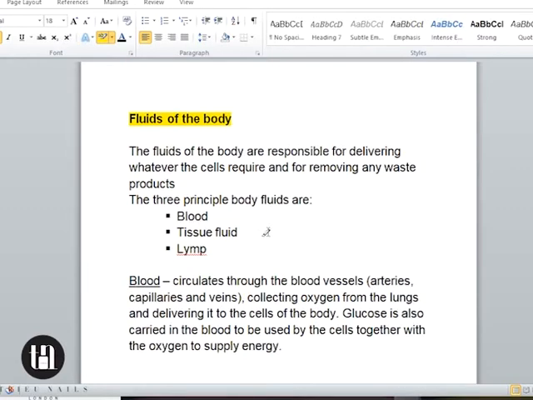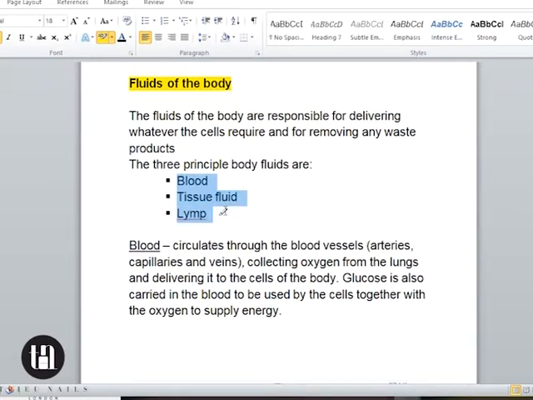So we have fluids of the body. So there's three main fluids. You've got blood, tissue fluid, and lymph. But we mainly focus on blood here, and we'll go through tissue fluid in small bits, and then we'll have a whole topic maybe.